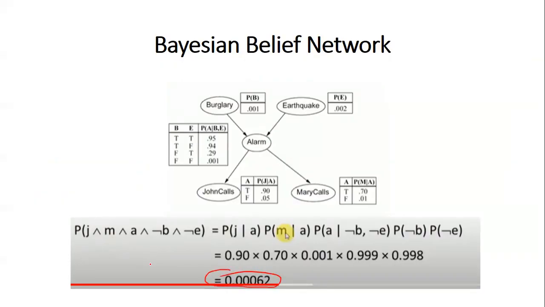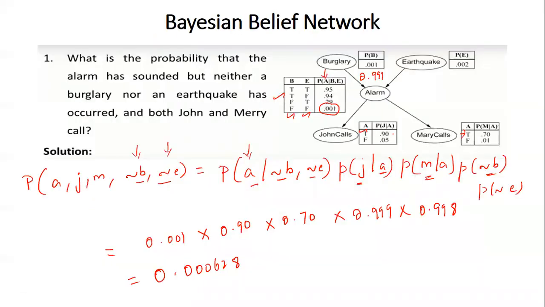So this is the probability of the case that there is an alarm but there is no burglary and there is no earthquake, but John has called and also Mary has called. The probability of this case is very low, actually 0.000628. So similar questions you can answer. Similarly, other questions you can try out.